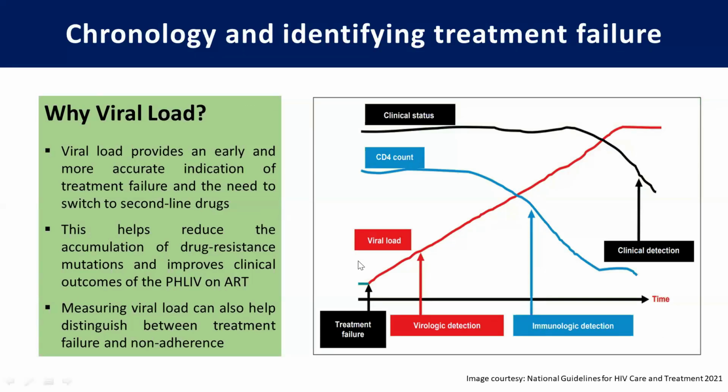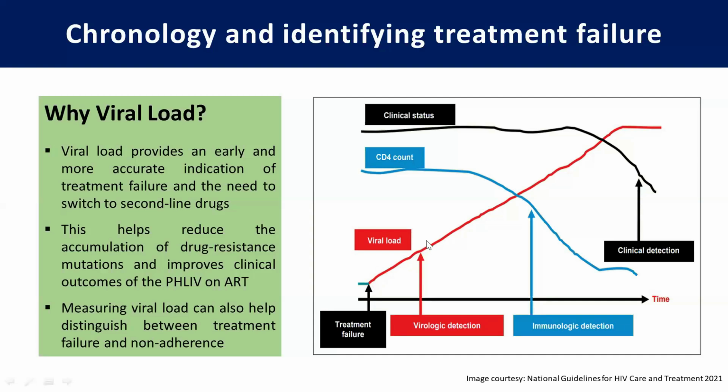So you can see here, when the treatment failure develops, that is, the virus becomes resistant, the earliest marker is the viral load. So you have seen here that whenever the virus has become resistant, there is treatment failure. Now the viral load starts rising. So the first marker is viral load, and there is an increased viral load, that is unsuppressed viremia.